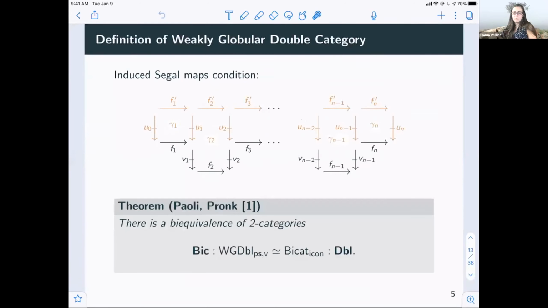And so Paoli and Franck defined weakly globular double categories and then proved that there's actually this biequivalence of 2-categories between weakly globular double categories and bicategories. So in other words, weakly globular double categories are a model of bicategories. And there are these actual functors that go from weakly globular double categories to bicategories, which we call the fundamental bicategory. And then the double functor going back gives us the double category of marked paths. So given any bicategory, we can find the double category of marked paths associated to it.